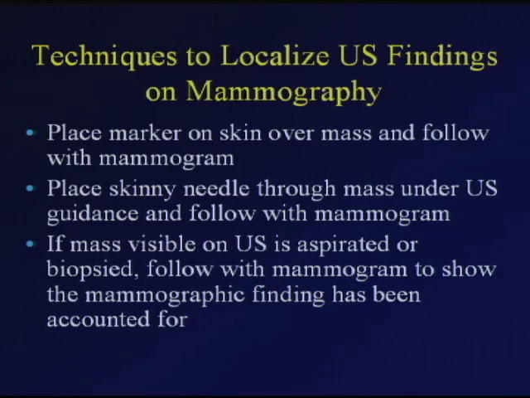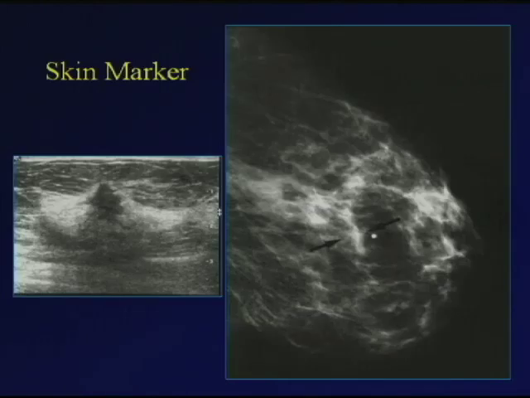Another thing we can do, and it actually works a little bit better than the marker, but it's a little more traumatic for the patient, is to place a skinny needle through the mass under ultrasound guidance and then perform a mammogram with the needle in place. Also, if a mass is visible on ultrasound and we aspirate it under ultrasound, we can follow that aspiration with a mammogram to make certain that whatever mammographic finding prompted the ultrasound was removed by aspiration.